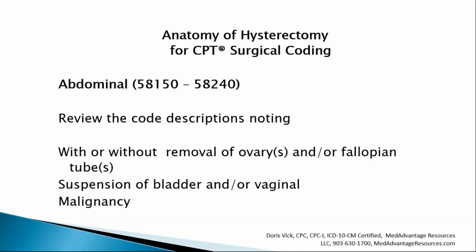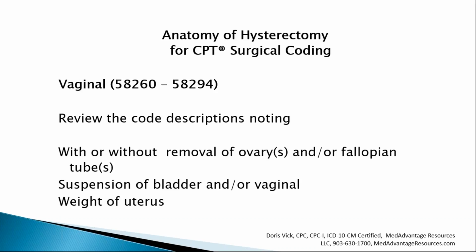Abdominal code ranges go from 58150 to 58240. Again, review the exact code descriptions, noting the procedure codes that state with or without removal of the ovaries and fallopian tubes. Perhaps the procedure documentation includes suspension of the bladder or the vaginal area. Also, there are specific codes for malignancy. All of these you'll find underneath are indented for abdominal approach.